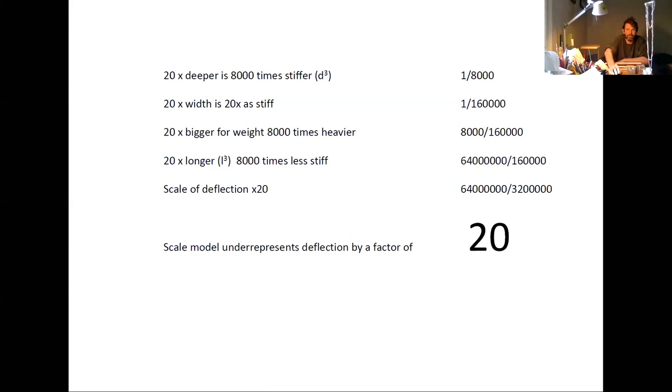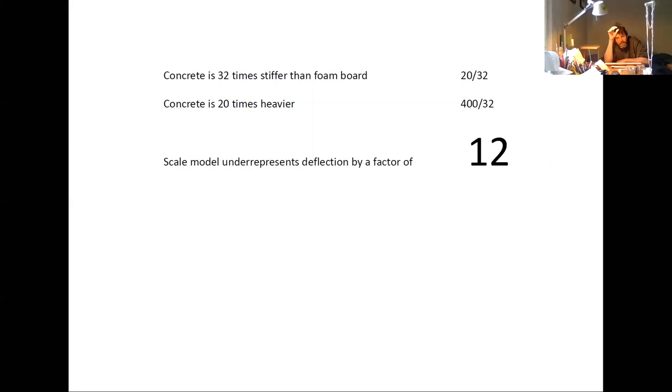But then concrete is 32 times stiffer than foam board. So foam board is obviously quite flexible, concrete's quite stiff. So 20/32. Concrete's 20 times heavier, so the loads are much higher.